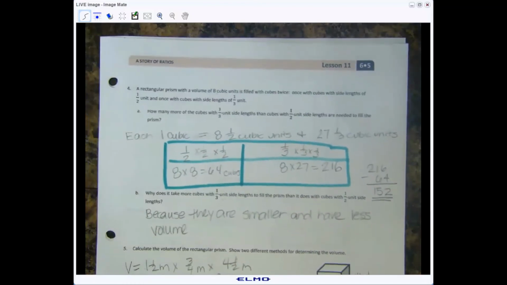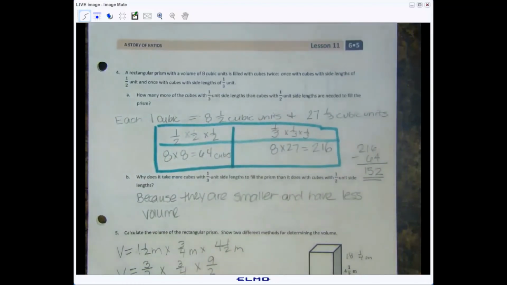All right, number 4. Now we have a rectangular prism with a volume of 8 cubic units. So we're no longer talking about cubic inches or cubic centimeters. We're just using a generic word called unit. Could be anything, inches, cubes, centimeters, whatever. But whatever the unit is, there's 8 cubic units in our prism. And you're going to fill this prism twice, once with cubes with side lengths of 1/2 unit, and once with cubes with side lengths of 1/3 unit.